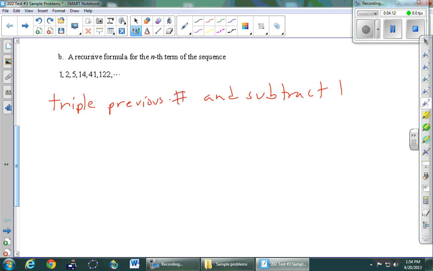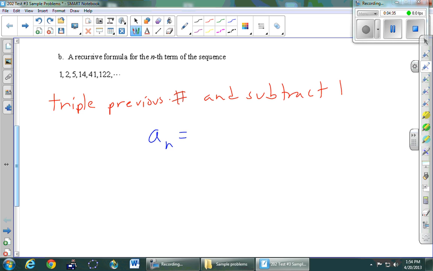Okay, so let's see if that pattern works. Your job is to just check. If you triple 1, you get 3, subtract 1 is 2, that's good. Triple 2, you get 6, subtract 1, you get 5. Go down to the 41, triple that, and what do we get? 123, and subtract 1, and we get 122. So I feel like our pattern is good. Now it's just a matter of writing it up.